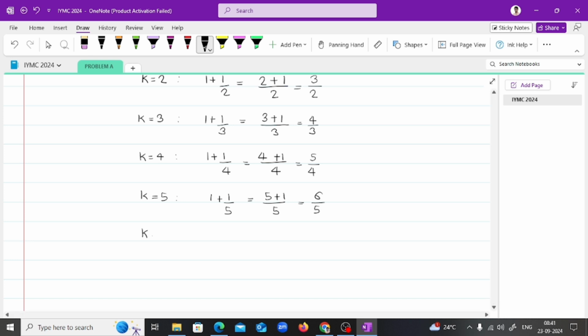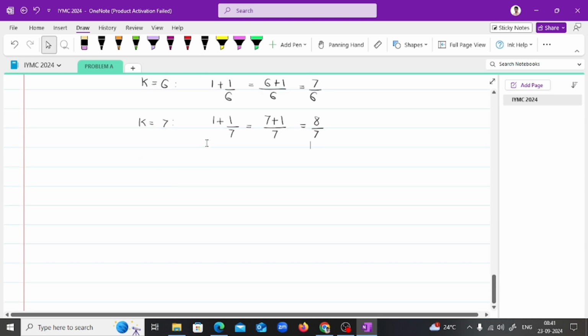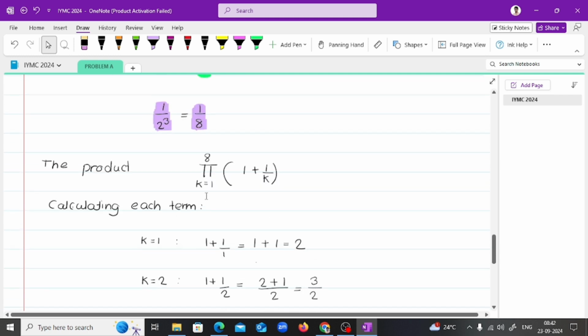For k is equal to 6, 1 plus 1 upon 6 is equal to 6 plus 1 upon 6, which is equal to 7 upon 6. For k equal to 7, 1 plus 1 upon 7 is equal to 7 plus 1 upon 7, which is equal to 8 upon 7. And finally for k equal to 8, 1 plus 1 upon 8 is equal to 8 plus 1 upon 8, which is equal to 9 upon 8. So we have found the value of the bracket 1 plus 1 upon k for each value of k from 1 to 8.